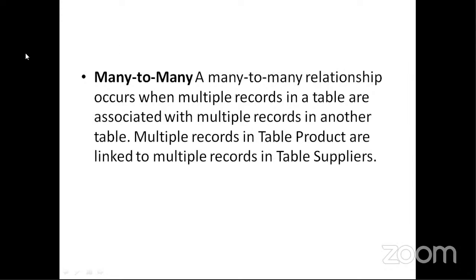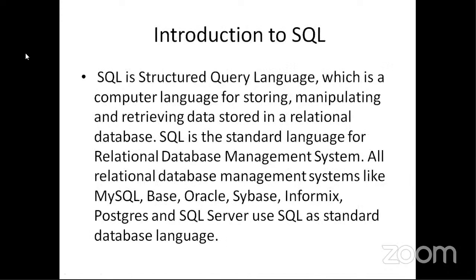Multiple records in table product are linked to multiple records in table supplier. There are two tables, one is product and the second table is supplier. These multiple records of table products are linked to multiple records of table supplier, that is a many to many relationship.